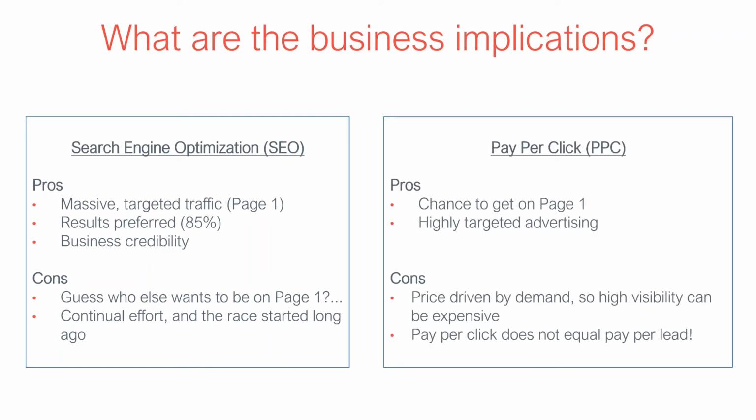So on pay per click, there's a better chance to get on page 1, and it's highly targeted advertising. But the cons are the price is driven by demand, so high visibility can be really expensive. And pay per click does not equal pay per lead. You may be putting out a lot of money and not seeing a lot of leads for your investment.